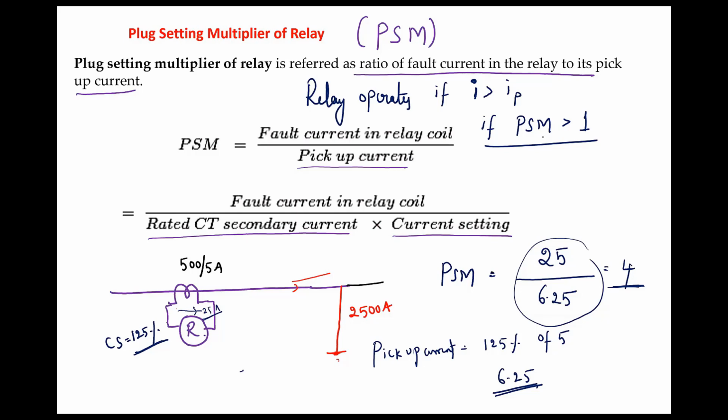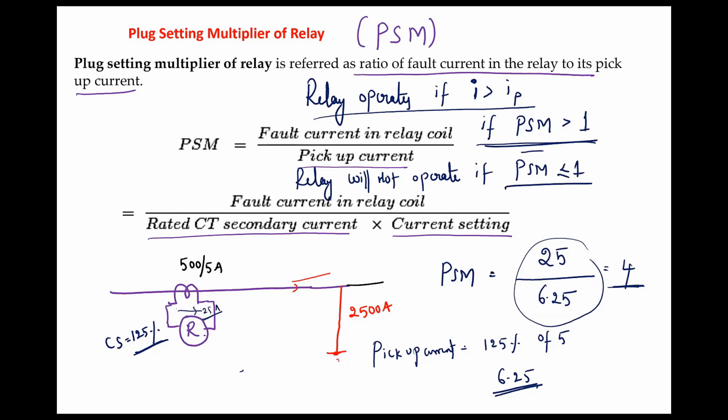So that means your fault current through the relay coil is equal to the pickup value. Will the relay trip? No, it should be greater than the pickup value. So the relay operates only if PSM is greater than 1. Relay will not operate if PSM is less than or equal to 1. Very important point. Okay, so this is about the plug setting multiplier.